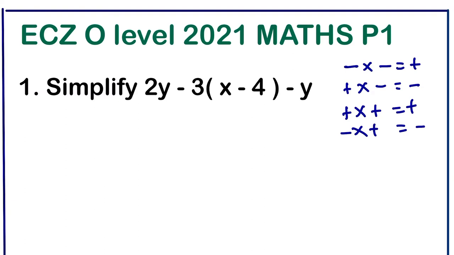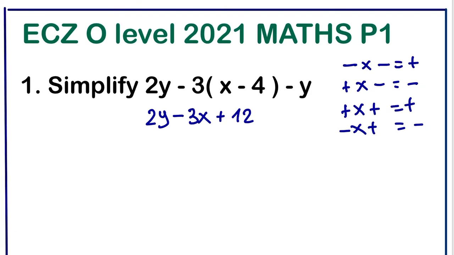So firstly, we are going to get 2y. Here we have minus 3 times x. This is a minus times a plus, x is plus, and a minus times a plus is a minus, so we are going to have minus 3x. Next, we have minus 3 times minus 4. A minus times a minus is a plus. This will give us 12. So we have opened the bracket already.